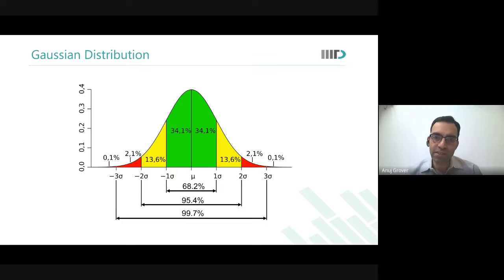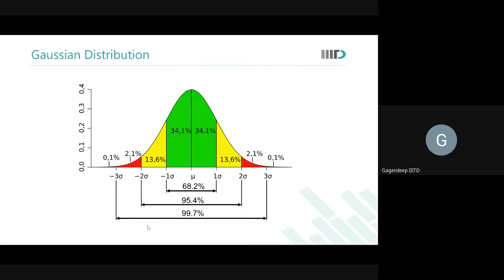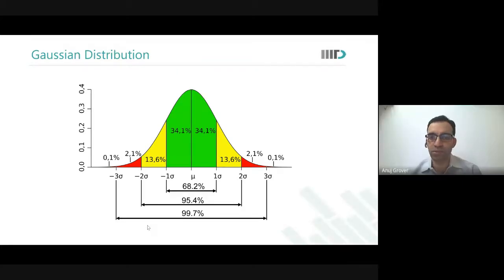So the center point, exactly the one in the center, that is the mean. Mu. What does mu mean? That is the mean. Then what do these 1 sigma, -1 sigma, 2 sigma, -2 sigma represent? What is the sigma? Standard deviation. So standard deviation is a measure of how far our samples, or how many samples, are far away from the mean.